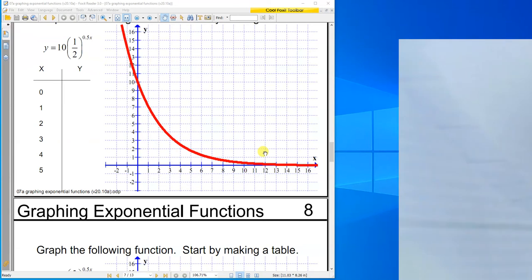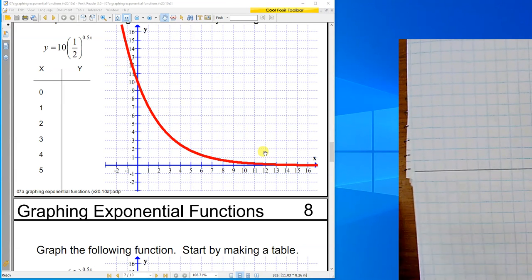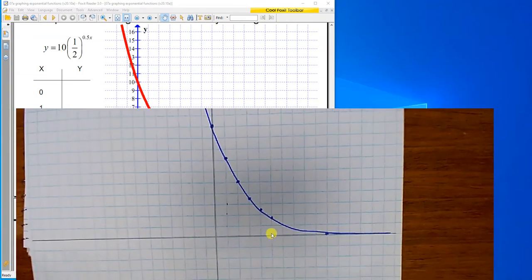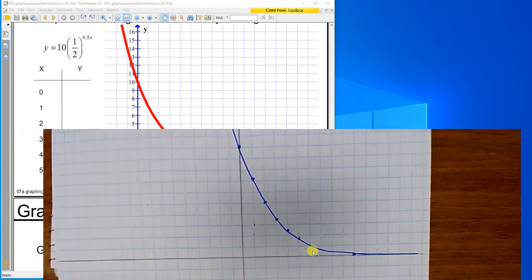How do we do? Does my graph look like that graph? Sure does. Looks really good.